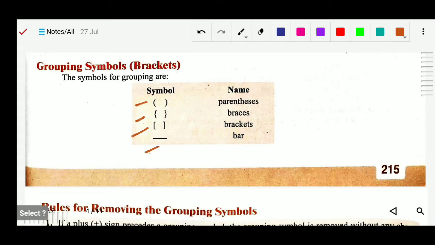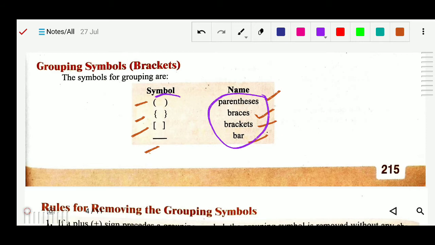Actually, it's a name. This small bracket we call parenthesis, this medium bracket we call braces, and this large bracket we call brackets. This line is called bar. So these names you should know.